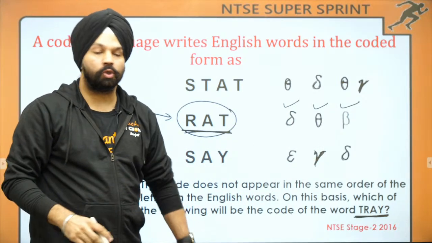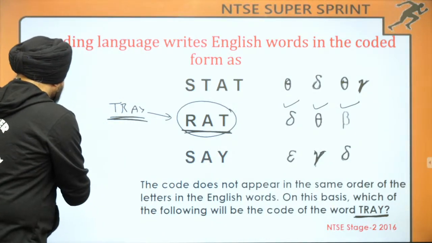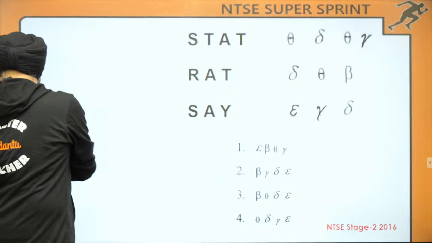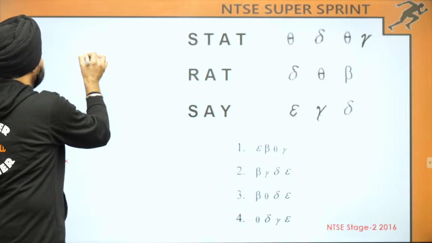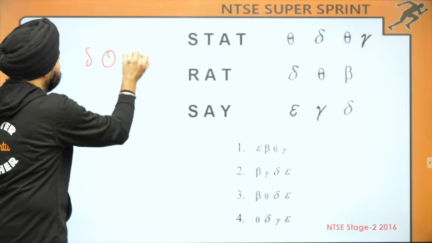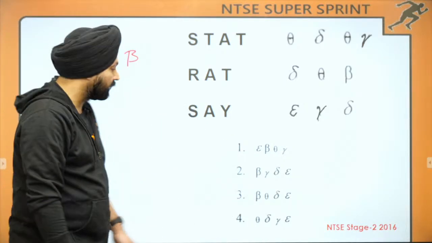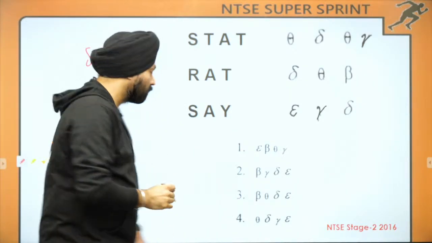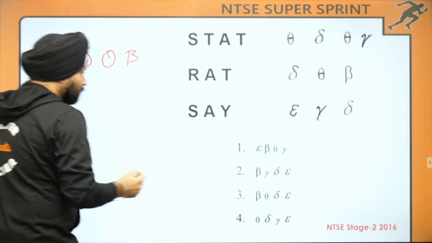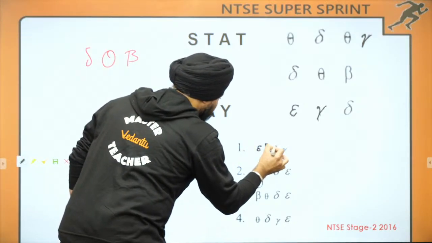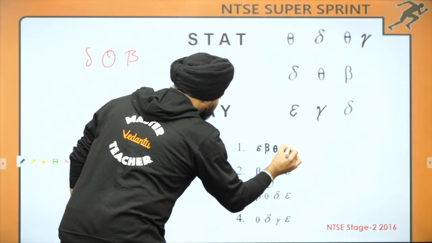So let's focus on those options now. Delta, theta, beta. I would be searching for these things in the options. The options are in front of you. The light may be faint, but I will darken them a bit for you. Options are epsilon, beta, theta, gamma.